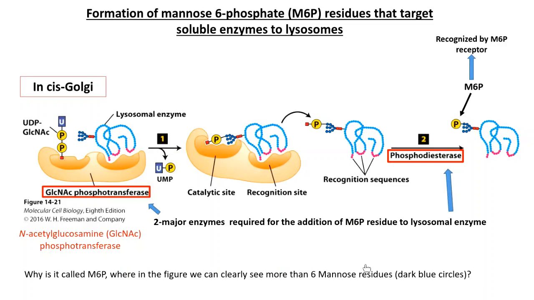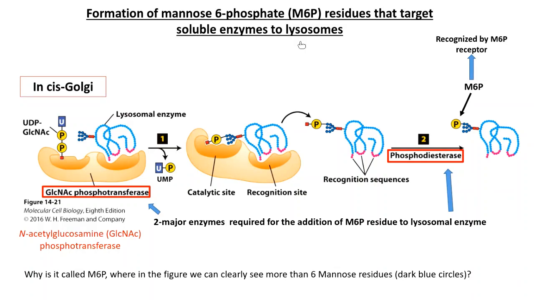Now, I was talking about the receptors. So two of the receptors are very important that we are going to study in detail. One is the M6P receptors. Those M6P receptors are tagged to the proteins or the enzymes to be transported to the lysosome. Okay. And the other one is LDL receptor that we'll discuss later. So let's talk about this formation of mannose 6-phosphate M6P residues that target soluble enzymes to lysosomes.